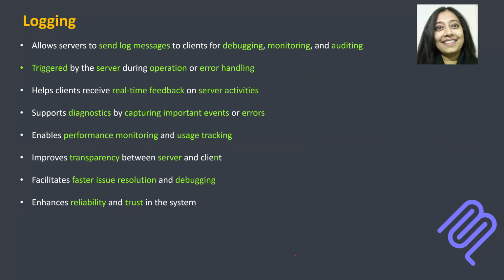Now let's go to the next one, logging. Logging allows servers to send log messages to clients for debugging, monitoring, and auditing. So of course, we all need debugging, monitoring, and auditing. Something goes wrong. That's how error handling happens. So it is triggered by the server during any kind of operation or error handling. Logging helps the client to receive real-time feedback on server activities.